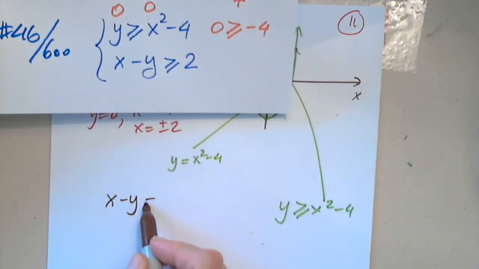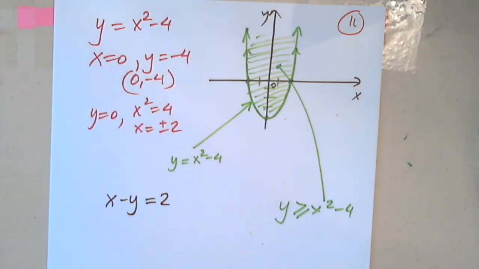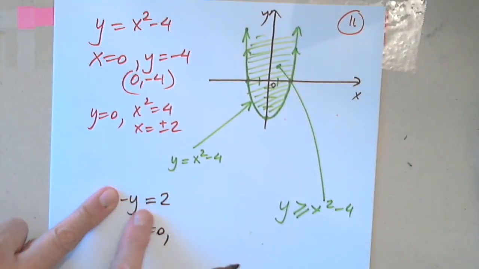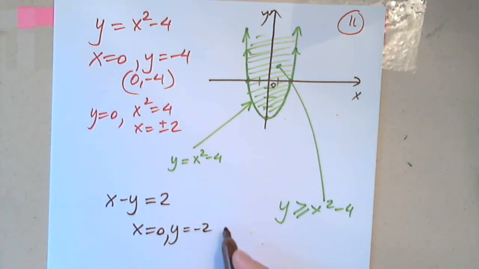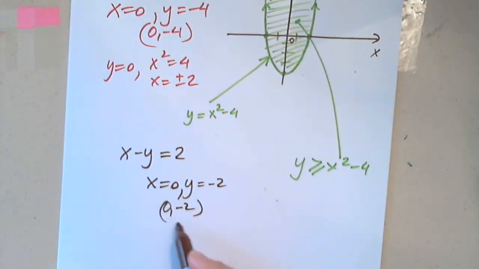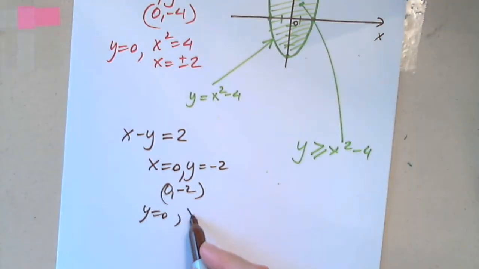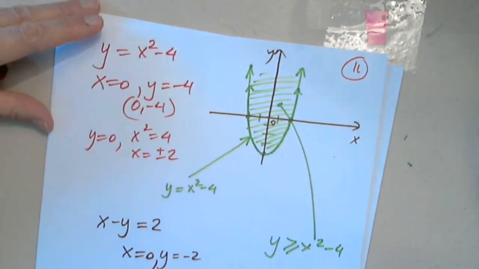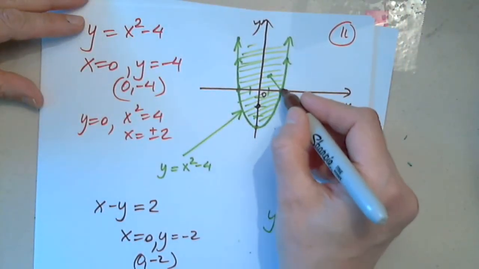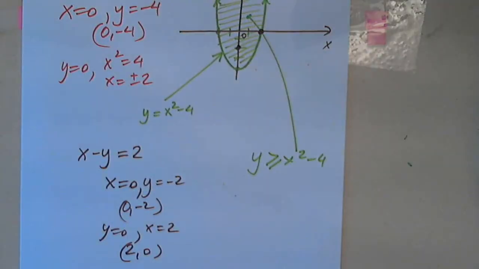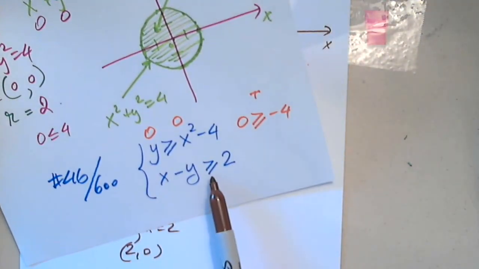So x minus y equals 2. This is a linear equation. When x is 0, y is negative 2. So 0, negative 2. When y is 0, x is 2. So 2, comma 0. I plot 0, negative 2 right here and 2, comma 0. But I can't graph before I identify whether I have to graph a solid curve or a dashed curve.